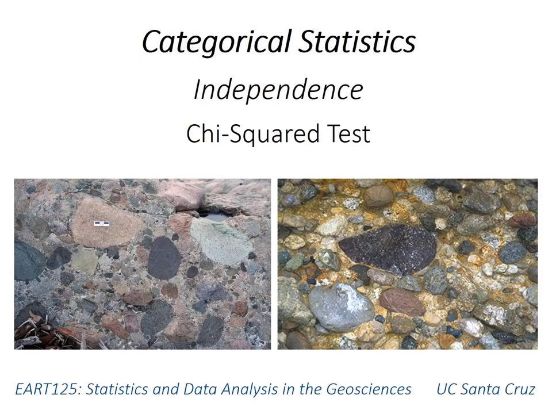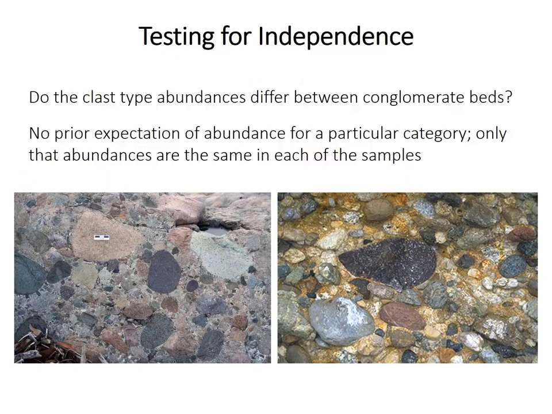This video introduces the chi-squared test for independence, which is the final categorical test that we'll cover in this course. So to recap, we test for independence when we have no prior expectation of the counts, but we want to know if the abundances differ significantly among different samples. For example, if we want to test if the abundance of rock types differs between different beds of conglomerate.